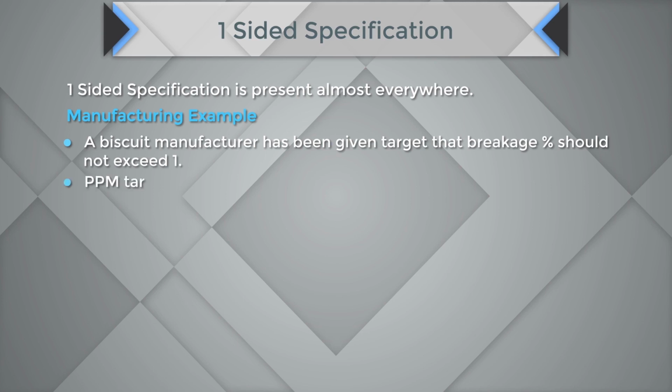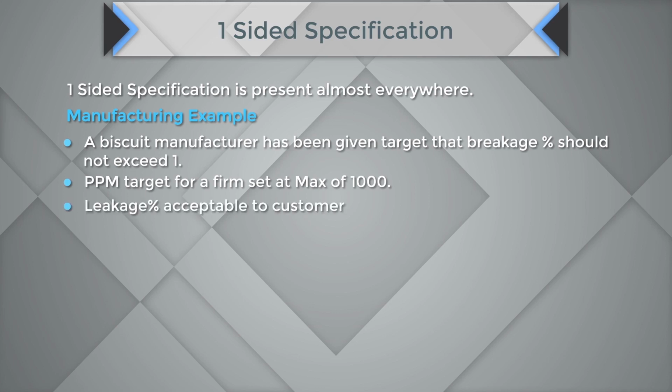Or a PPM target given to a firm at 1000. So the customer is saying that your parts per million defects should never exceed 1000. Or a leakage percentage acceptable to the customer in a compressor making process, again fixed at 1%. These are examples of one-sided specification.